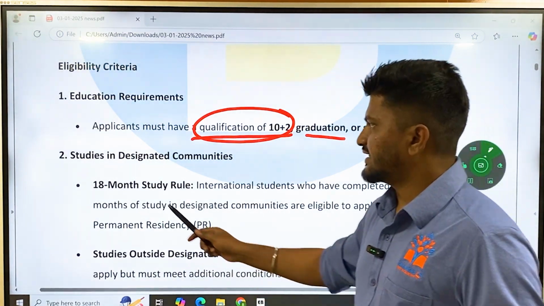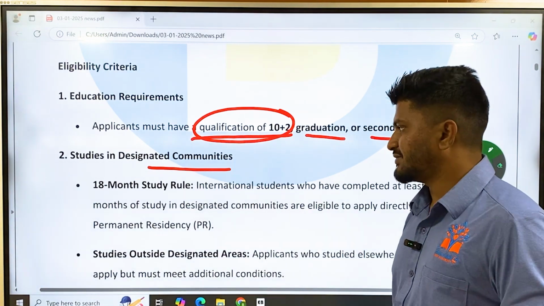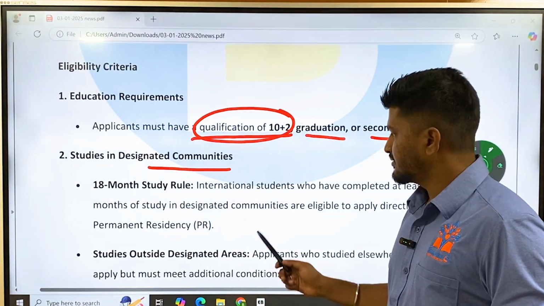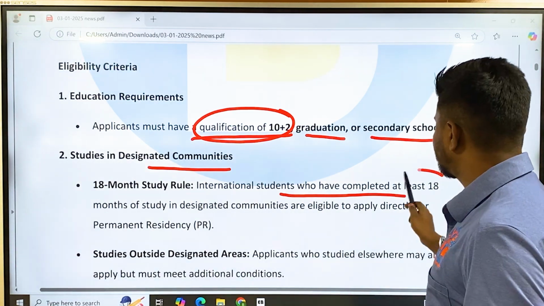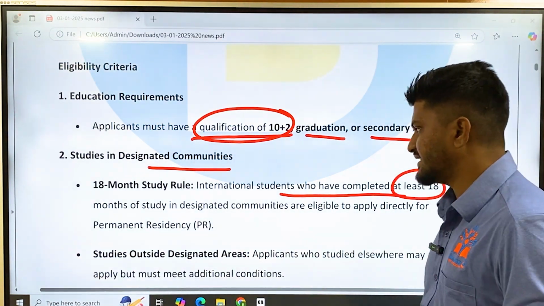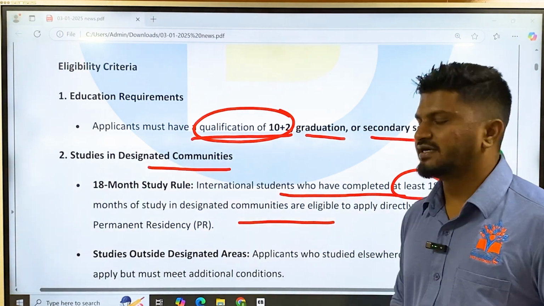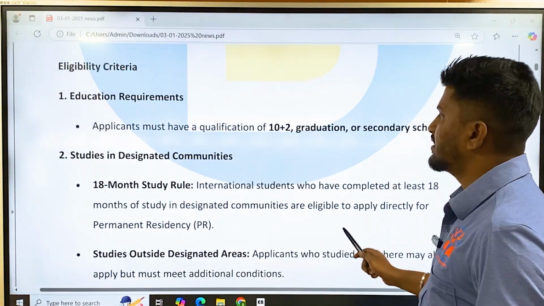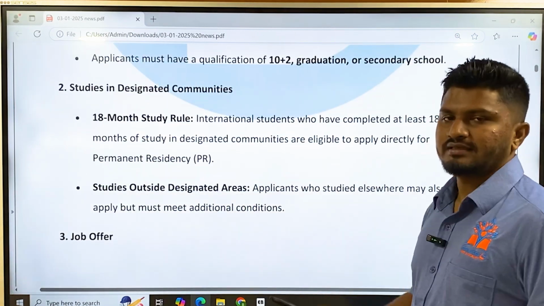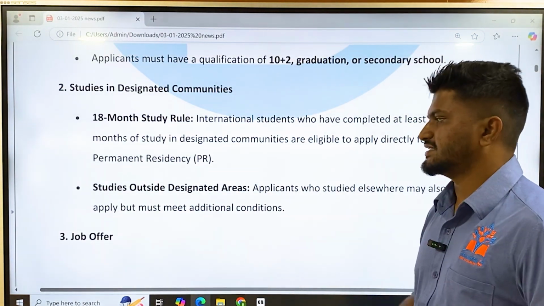And then studies in designated communities. That is, there is an 18-month study rule, meaning international students who have completed at least 18 months of study in designated communities are eligible to apply directly for permanent residency. So once you complete 18 months of study, which is a rule of the Canadian government, only then will you be able to apply for permanent residency.